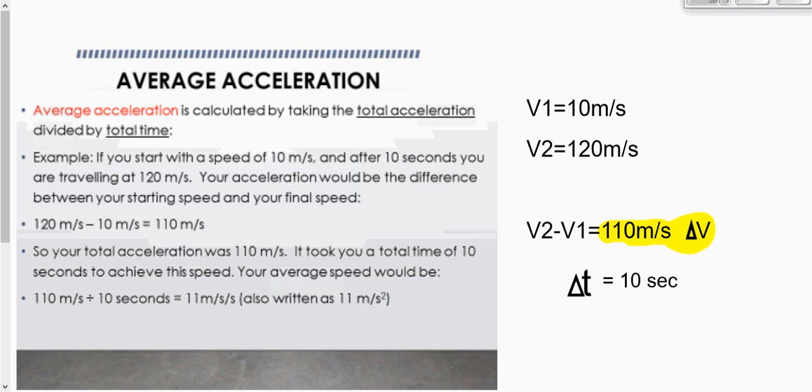If this change in velocity happened in a total of 10 seconds, my change in time being 10 seconds, then 110 meters per second divided by 10 seconds, my change in velocity over my change in time, works out to be 11 meters per second, or 11 meters per second squared. My object accelerated at a rate of 11 meters per second faster each second than it had the second before. It's kind of strange sounding, but basically we're talking about the rate that our velocity is changing at.